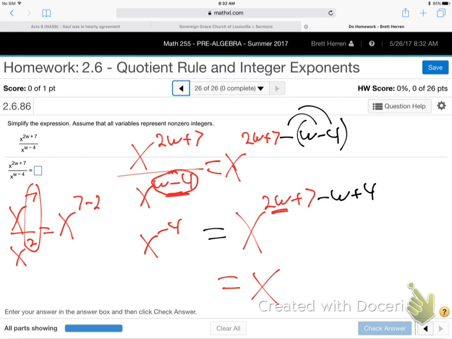Let me finish this way out. 2w minus w, cancel the w's out. 1w, right? Remember, like terms. 2w minus 1w is 1w or just w, and 7 plus 4 is 11. There it is.